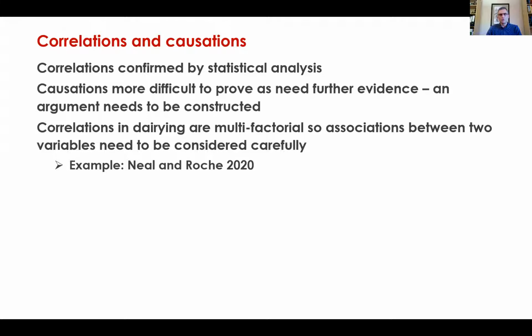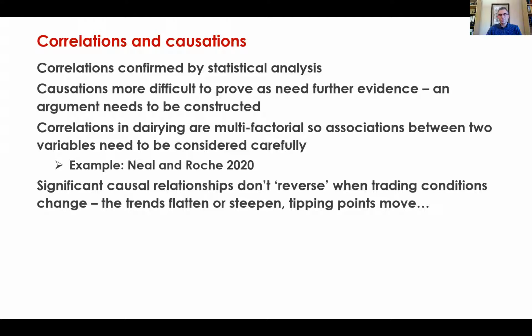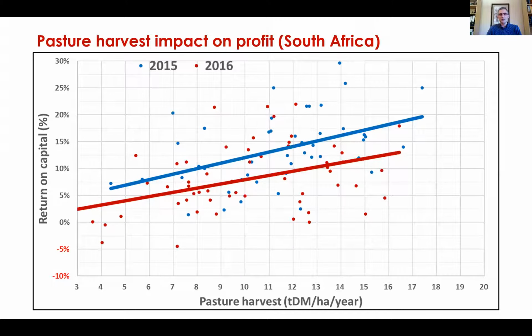There is another important point to make in regards to this. Significant causal relationships don't reverse when trading conditions change. What will occur is that the trends will flatten or steepen and the tipping points will move. I'd like to demonstrate this principle with a couple of examples from the 5 years of South African data.